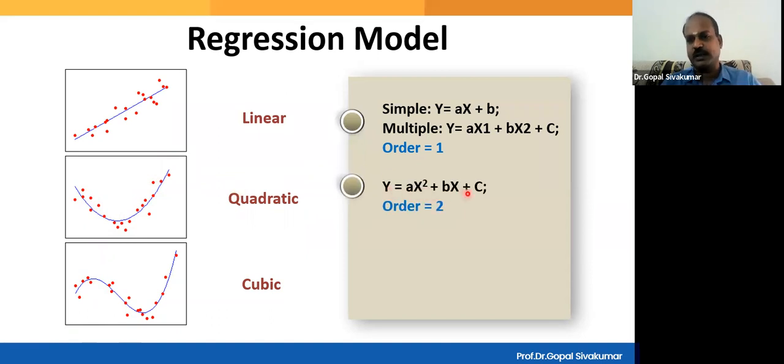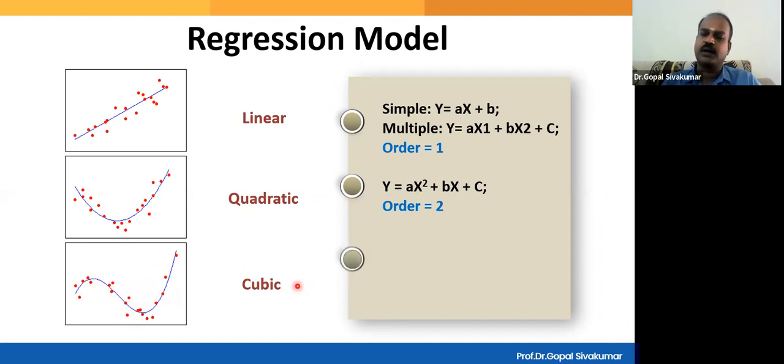So y equal to x square plus bx plus c. That means there are 3 constants involved, and that means the model order is 2. And see here, when you go to the third option, you can see the nature of the curve in the scatter diagram. The curve is going up, coming down, and again going up.